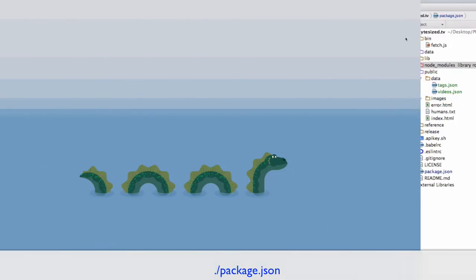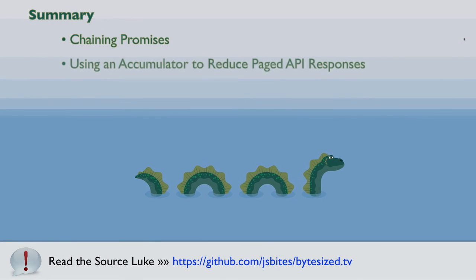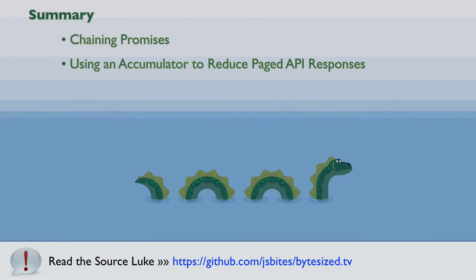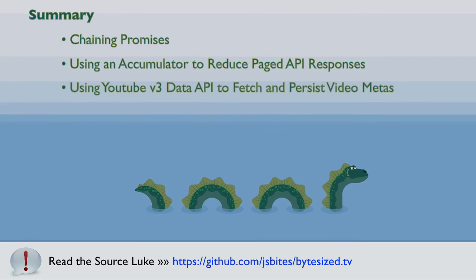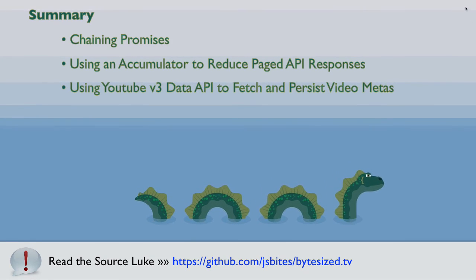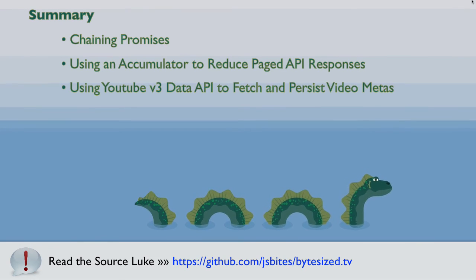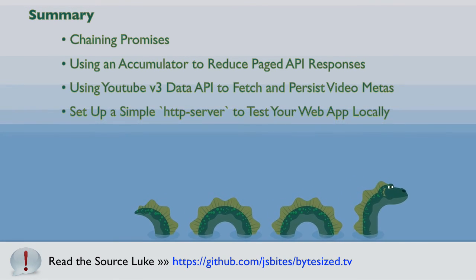And that's all for this episode. To sum up, in this episode we have learned about chaining promises and using an accumulator to aggregate page data that might come from various API services that we use. And we have used the YouTube Data API to fetch and persist information about our channel's videos. And we have also learned how we can set up a simple HTTP server to test our stuff locally.